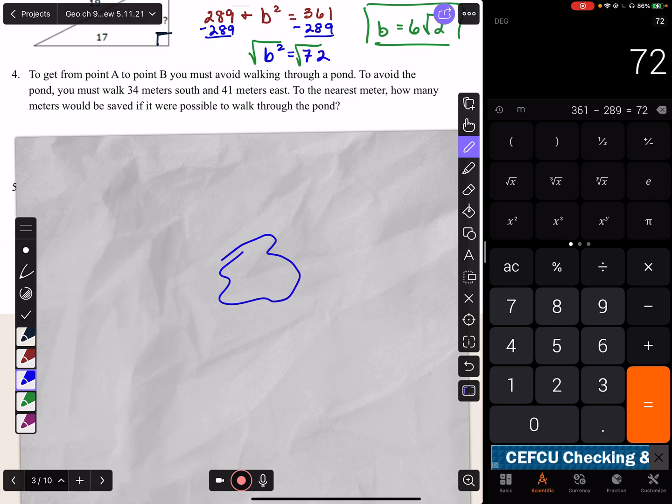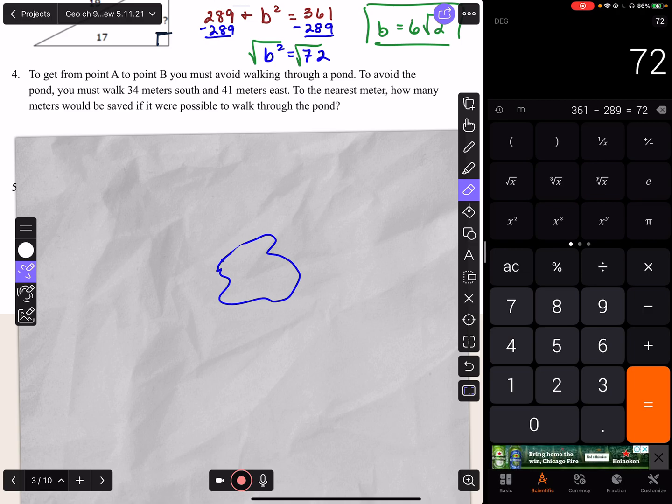And let's see here. You're going from point A to point B. You don't want to walk through the pond. To avoid it, you must walk 30 meters south and 41 meters east to the nearest meter. How many meters would you save if you walked through the pond?